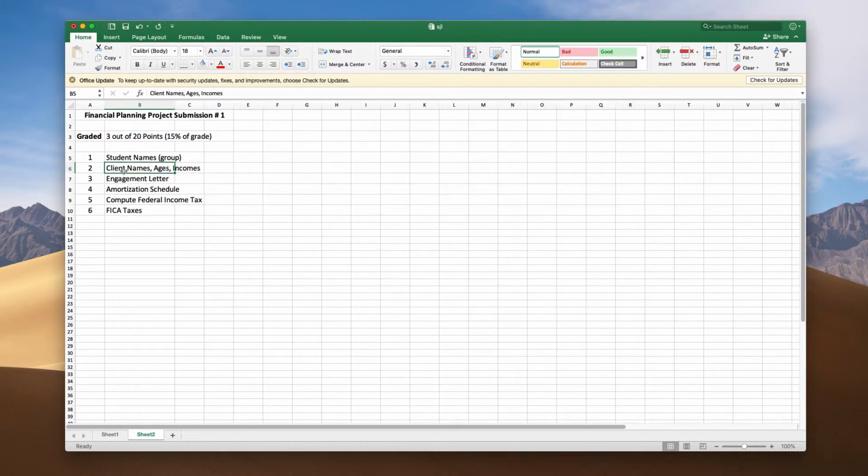Then what you need to do is you need to put in your fictitious family. And so always have a child. It's important to have a child. And the reason is that we're going to do education planning. So for that reason, we need your fictitious family to have a child. It could be a single person or married and so on.